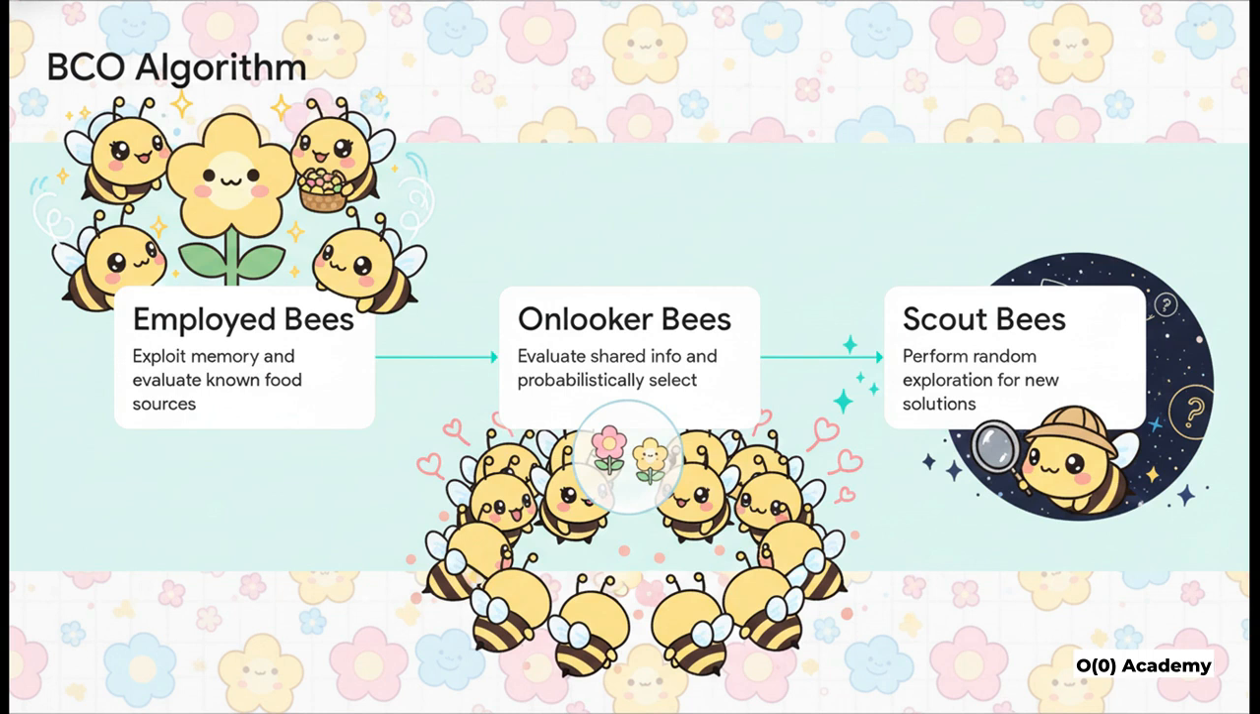Finally, Step 3. Scout bees handle the random exploration. If a food source is totally exhausted or abandoned, the employed bee assigned to it becomes a scout and just randomly searches the space for a brand new solution.